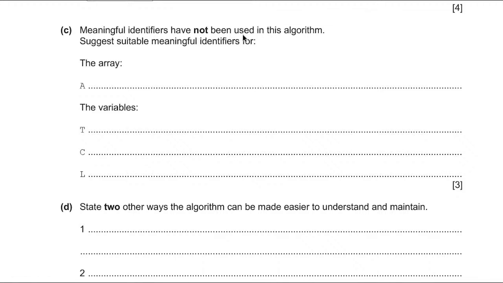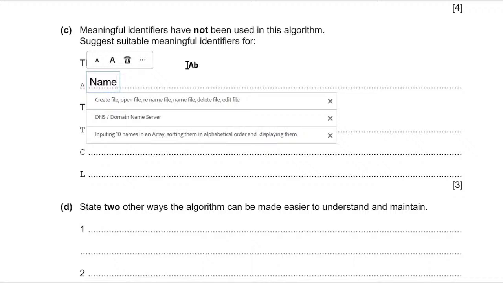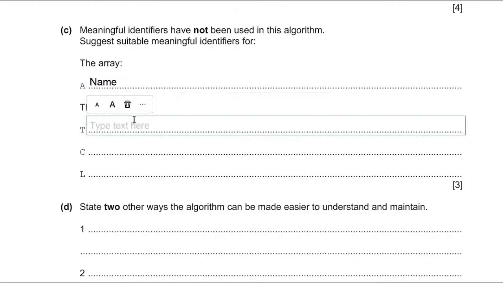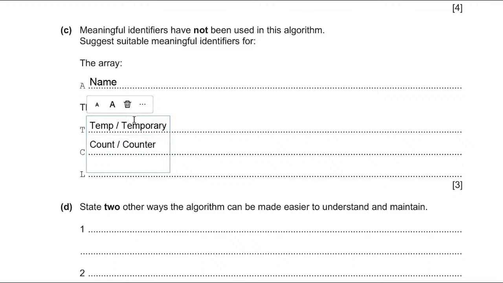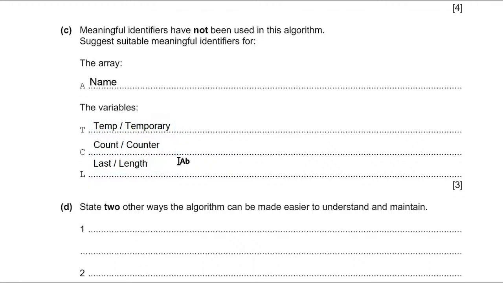Meaningful identifiers have not been used in this algorithm. Suggest suitable meaningful identifiers for the array A. We can simply call it name. T should be something like temp or temporary. C should be count or counter. L should be, L was the last, right? The last value, L should be last. Or it can represent length as well. Last means the position index number of last value, or length means the total number of elements in an array.